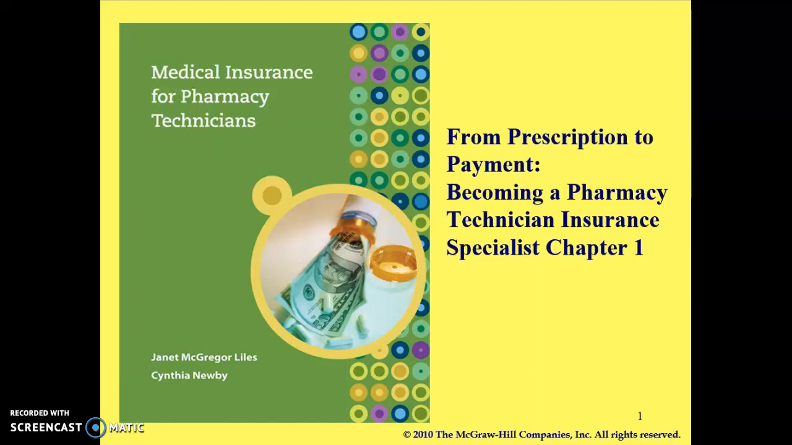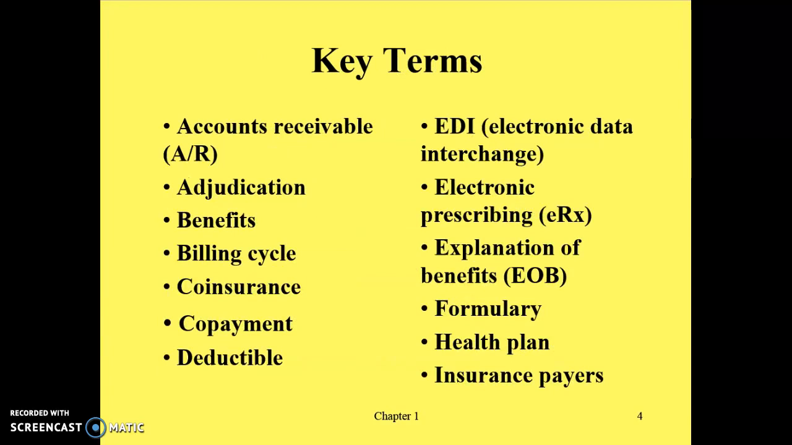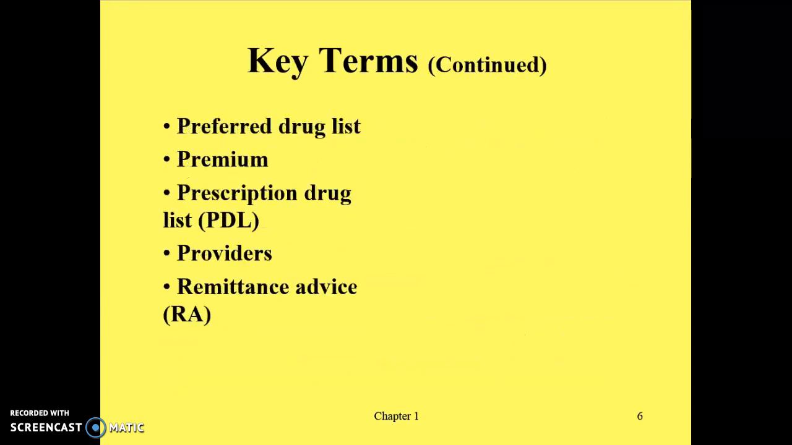So this week we are looking at Chapter 1. Chapter 1 is called From Prescription to Payment: How to Become a Pharmacy Technician Insurance Specialist. So the idea in this chapter is basically looking at the process from point A to point B. So they're going to go through some of those key terms that you're going to be learning. Lots and lots of key terms. Make sure that you go through those before you attempt your quiz for sure.